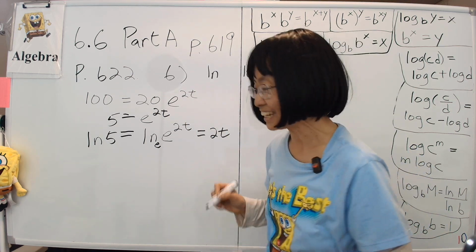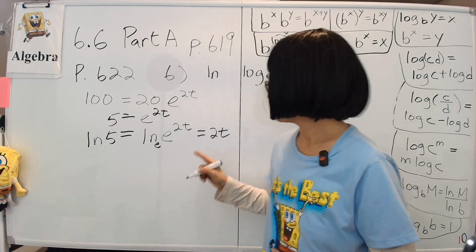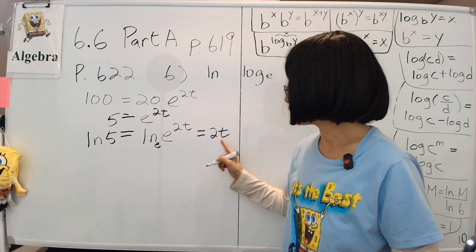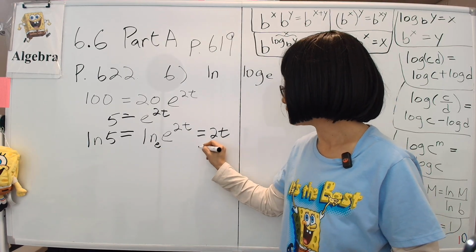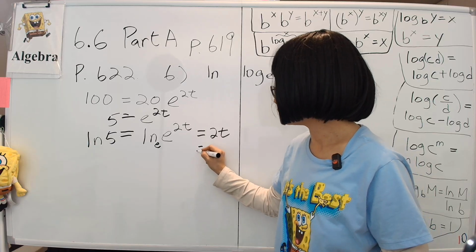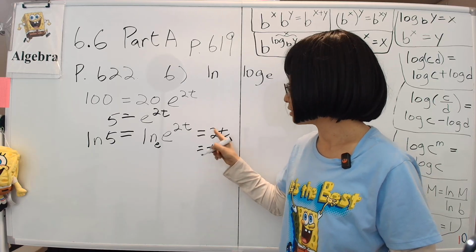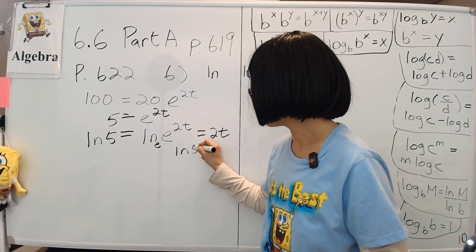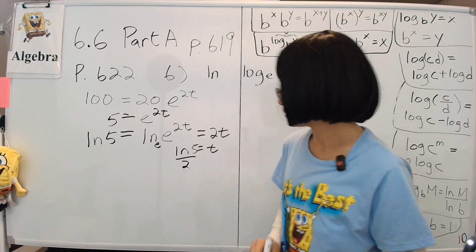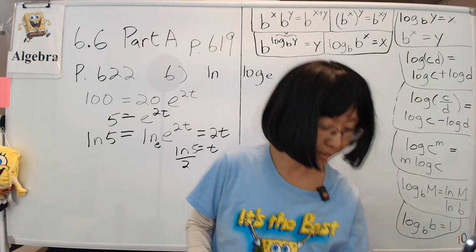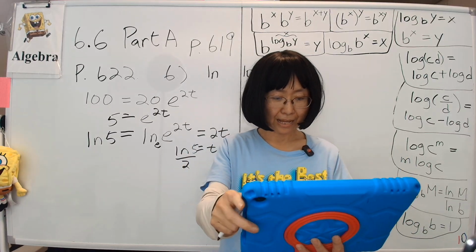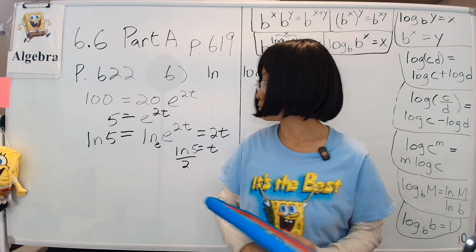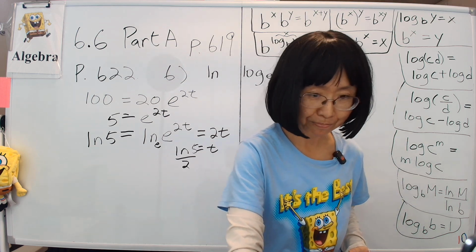How neat, right? Now this equation is a piece of cake because we only have 2t left. Then t is equal to the natural log of 5 divided by 2, so ln 5 over 2. That should be the answer. Does the book say that? Yep, it does.